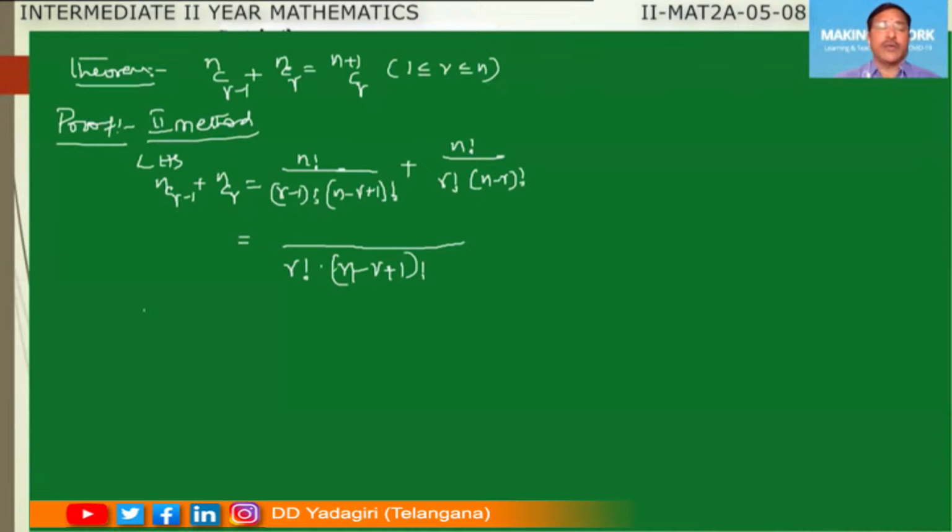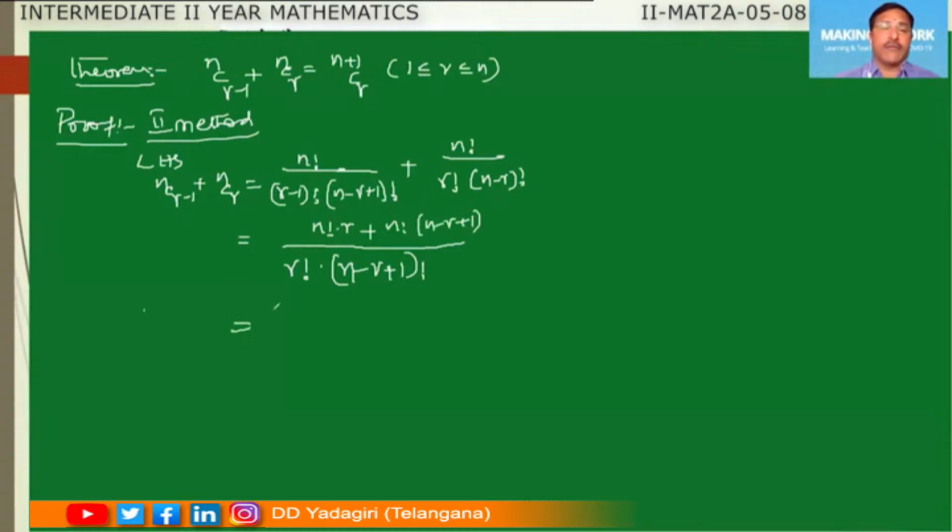Then what do we get? These two will get cancelled, and r minus 1 factorial, when it divides r factorial, we get r. So n factorial into r plus. Here r factorial will get cancelled. When we divide this n minus r plus 1 factorial with n minus r factorial, we get n minus r plus 1.